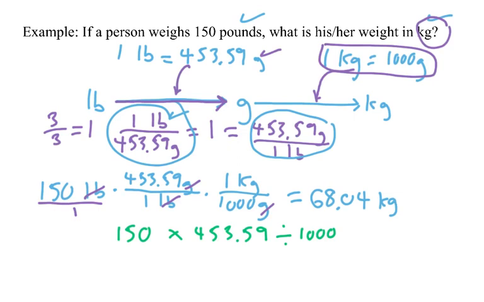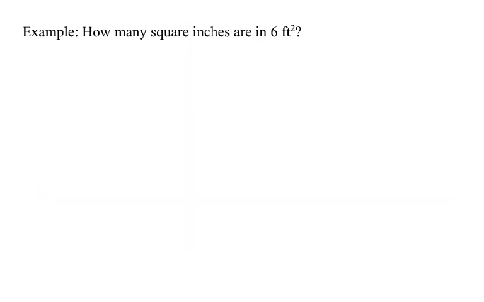150 pounds is the same as 68.04 kilograms. So I hope that's helpful. Now, let's build on what I really wanted to talk about today. I wanted to talk about units of area and volume and how those work.